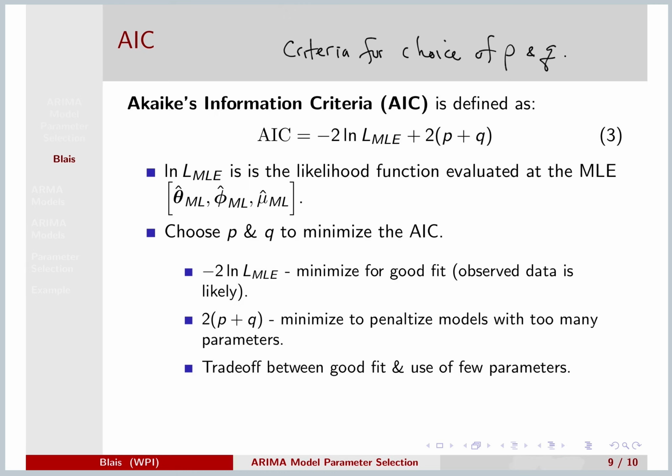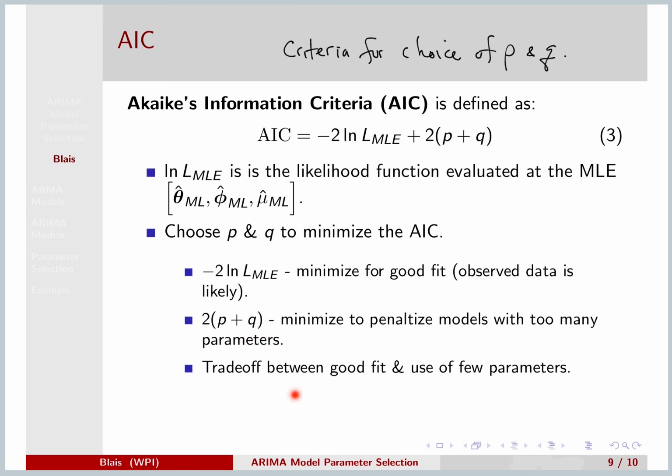The second term, we have 2 times P plus Q. We want to minimize that. That means we want to have P plus Q be as small as possible, which means we want to penalize having a large number of parameters. Remember what P is. P is the number of time periods the autoregressive features look back in time. Q is the number of time periods that the moving average features look back in time. So by minimizing P plus Q, we're trying to minimize P, we're trying to minimize Q. We're trying to choose as few look-back periods as possible.